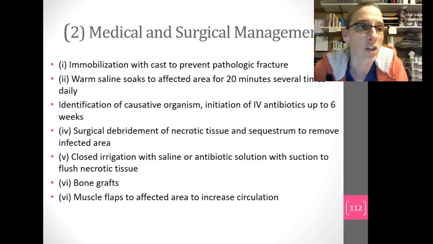Surgical debridement of the necrotic tissue and sequestrum to remove the infected area is usually required. You need to do a closed irrigation with saline or antibiotic solution with suction to flush out that necrotic tissue. You may have to do bone grafts to stimulate bone growth in the debrided bone once you've debrided from the infection. Muscle flaps may be used on the affected area to increase circulation, increase that blood flow, and get things healing.